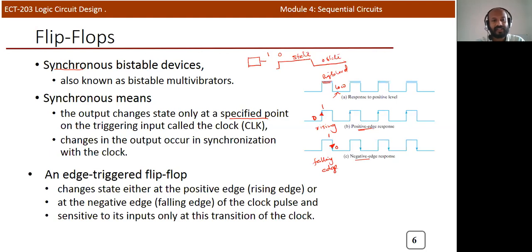And very specifically, an edge triggered flip-flop means the output of the flip-flop changes only at the rising edge or falling edge. So first we will discuss flip-flops based on this edge triggering concept. Okay, so there are two edges, positive edge and negative edge, and inputs are sensitive only at this transition of this particular portion. Okay, so the device will monitor the input signal only at this particular transition point.